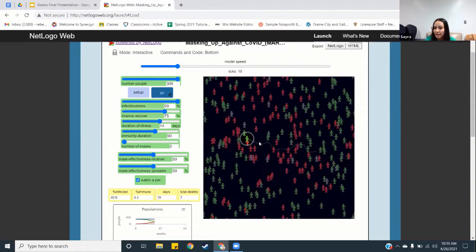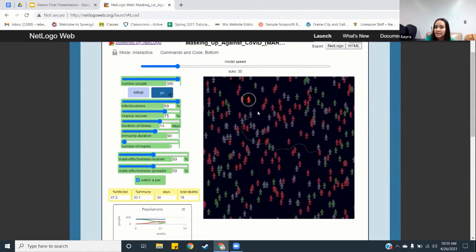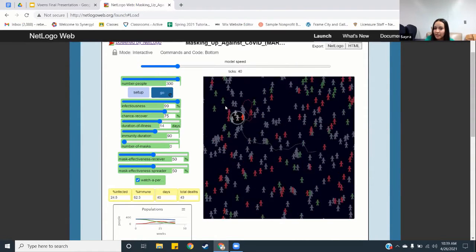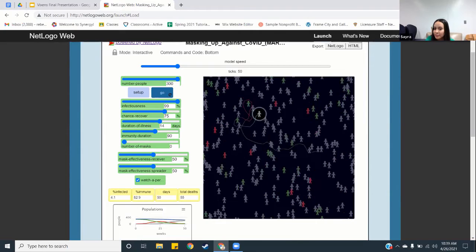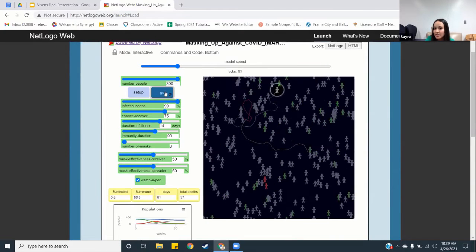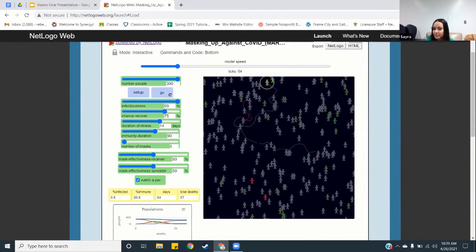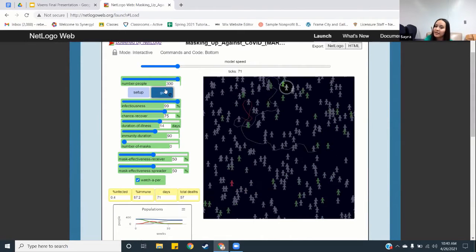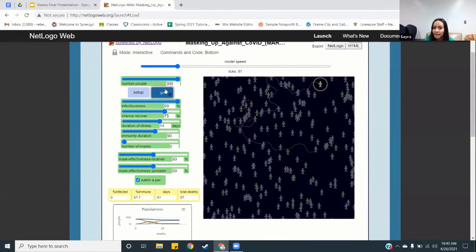So this line behind them is basically tracking where they've been, and it changes colors when the person changes color as well. So as we can see here, the line started off as green because they were healthy, and then they turned sick, which means they caught the virus, so the line is red. And now they are gray because they recovered from the virus and they are now immune.